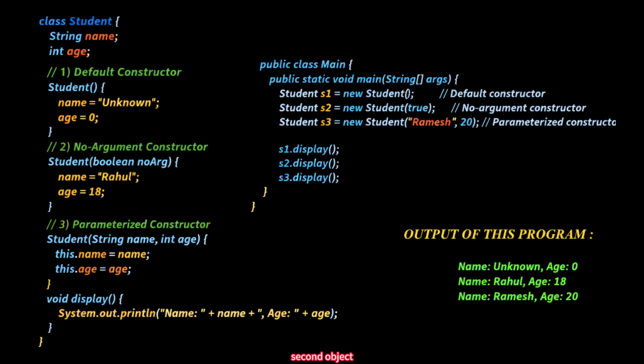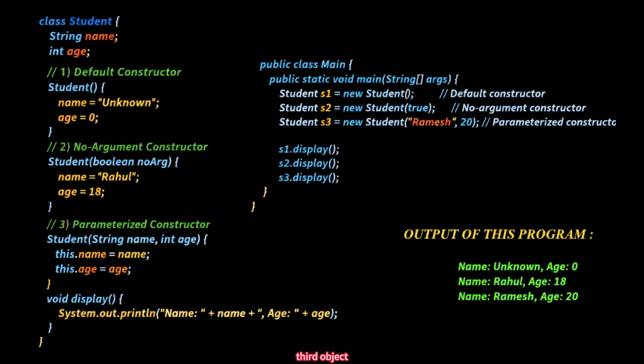Second object, student S2 is equal to new student, true. Here, we are passing a boolean value. So the constructor that takes a boolean parameter is called. It sets name is equal to Rahul, age is equal to 18.